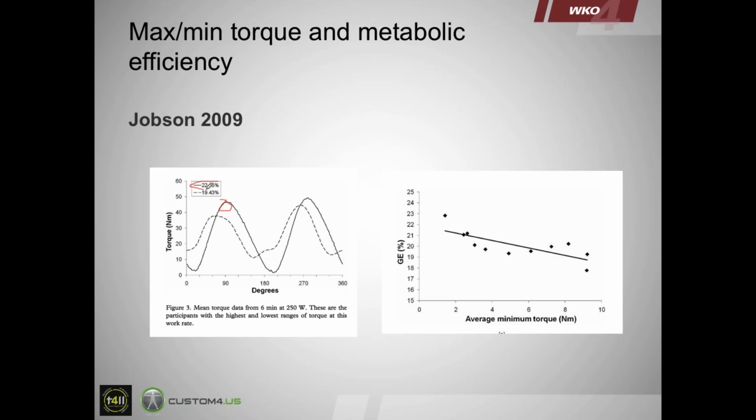As you can see here, in this situation, it goes up to 22%, which is a big value. And in this graph on the right, you can see that when the average minimum torque is as low as possible, in this case, for example, 2 or 4, the gross efficiency increased. I think John has the data about this study.